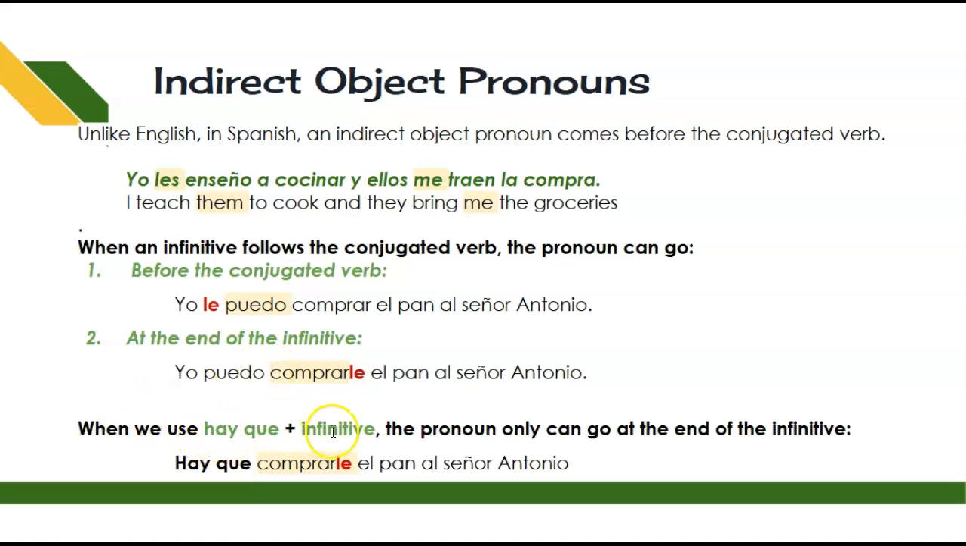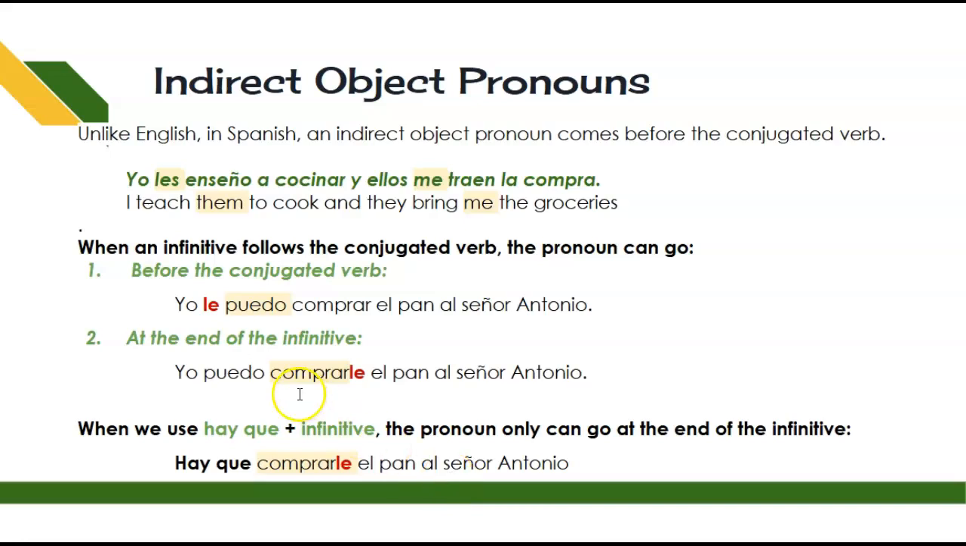When you use hay que with an infinitive, you can't put it in front, because hay is a special verb. It's not conjugated normally. It's only conjugated a certain way when you're going to talk about the existence of things. So you can't treat it like any other conjugated verb. It's special. And so if you have hay que, you have to put the direct object pronoun and indirect object pronoun connected to the infinitive. Nothing can go before hay que. And so, hay que comprarle el pan al señor Antonio. Like it has to get done. Like we need to, or somebody needs to buy the bread for him.